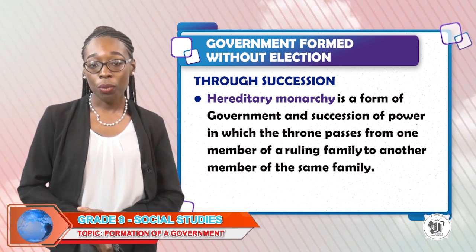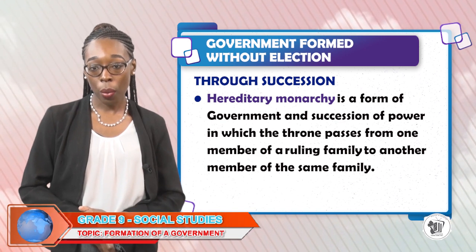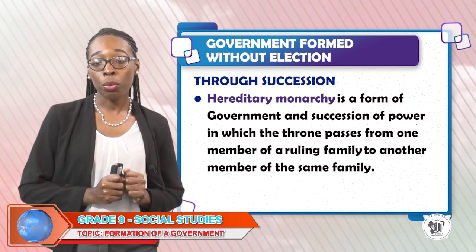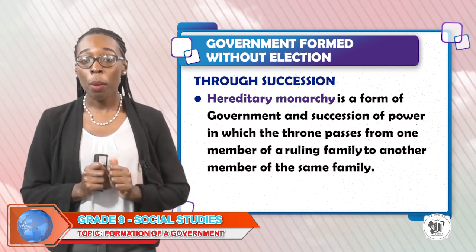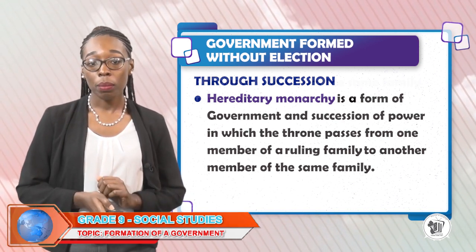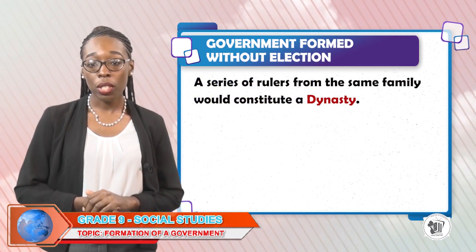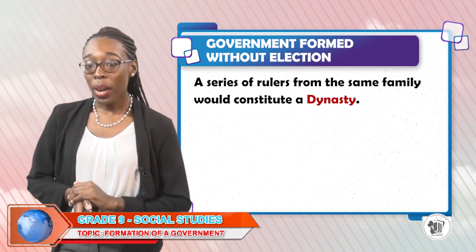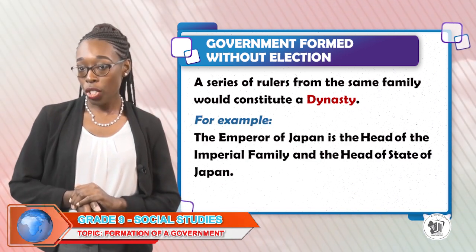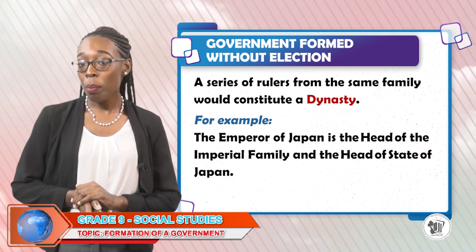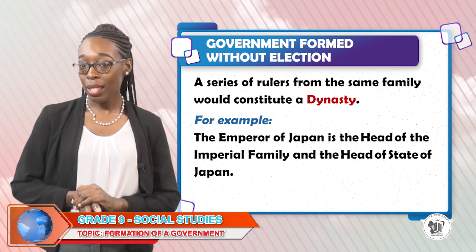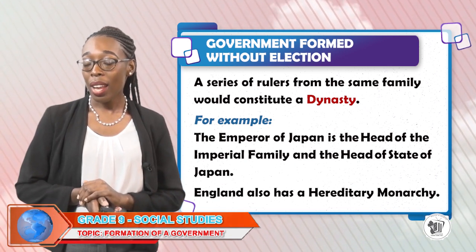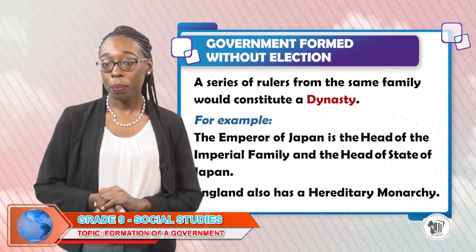Hereditary monarchy is a form of government and succession in power in which the throne passes from one member of a ruling family to another member of the same family. A series of rulers from the same family would constitute a dynasty. For example, the Emperor of Japan is the head of the imperial family and the head of state of Japan. England also has a hereditary monarchy.